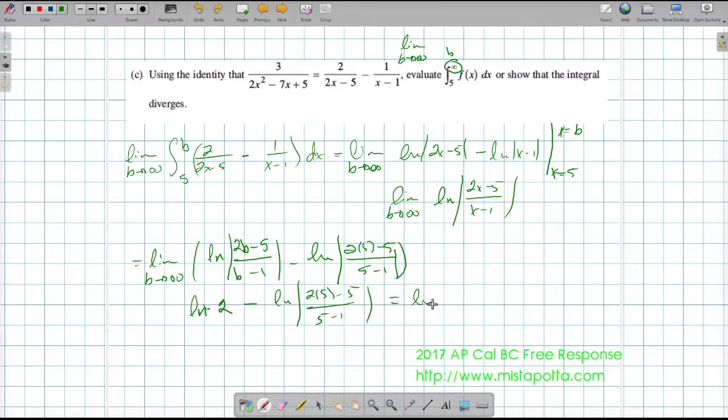I don't have to say natural log of 2 minus the natural log of 5/4, and I don't have to say it's the natural log of 8/5. I've got a numeric answer at this point. It's perfectly reasonable, perfectly valid, and I've evaluated it. It does not diverge.